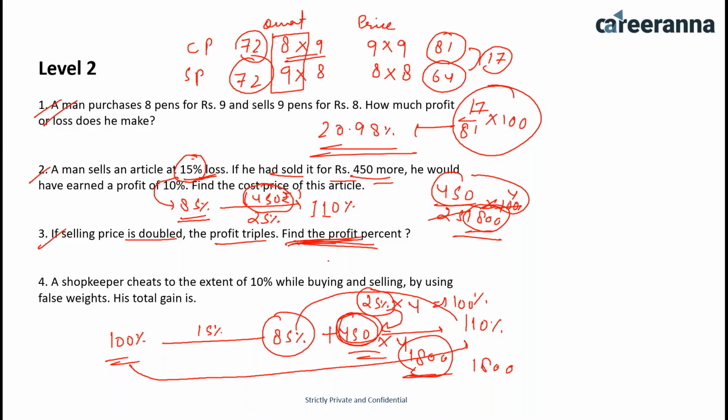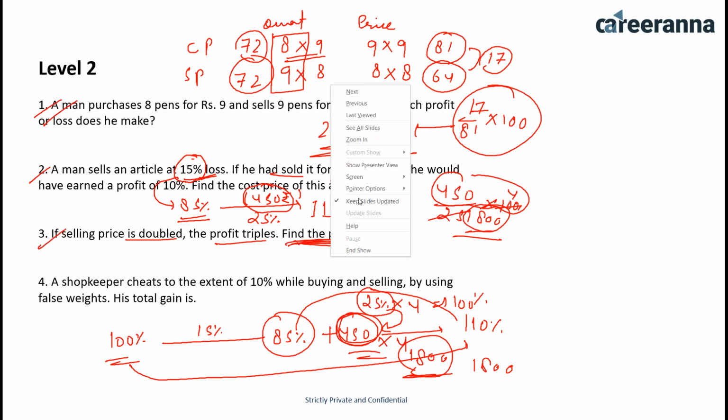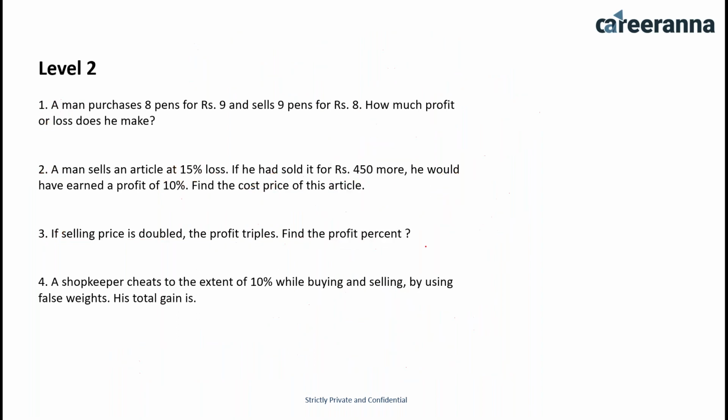Okay, 100, 300, 100. Very good, Sybasis. Tanya. Aditya, very good. Okay, so the question is, if selling price is doubled, the profit triples, find the profit percentage. Very good question. So first of all, we have to understand this, that profit triples and find the profit percentage.